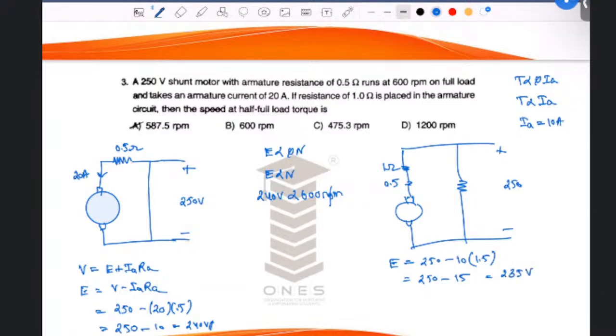Okay, അപ്പോൾ എന്ത് വന്നു 235 volt is proportional to n. So n is equal to how much? 235 by 240 into 600. Okay, n is 235 by 240 into 600, and if you do this, it will come around 587.5 rpm. So here the correct option will be option A, 587.5 rpm.